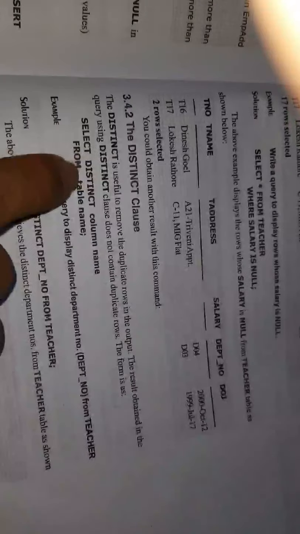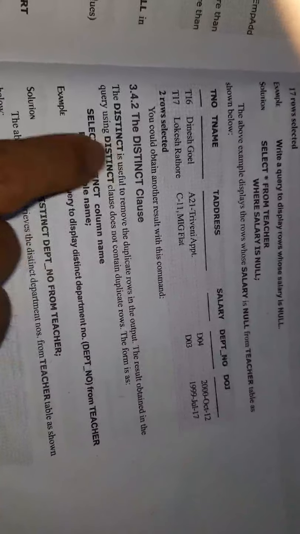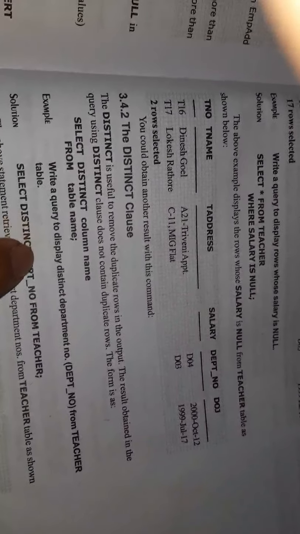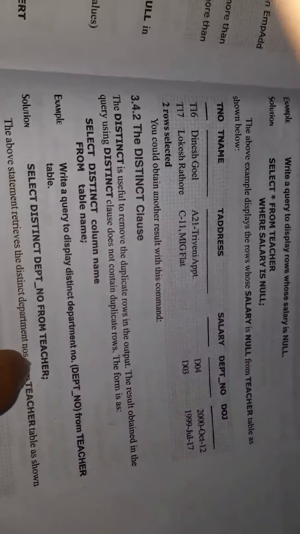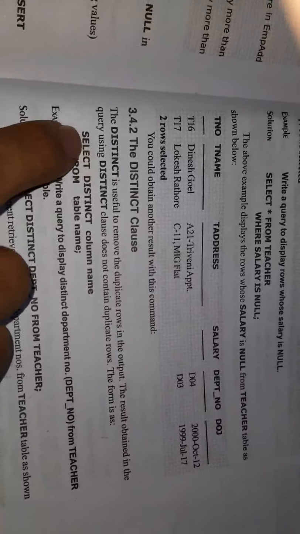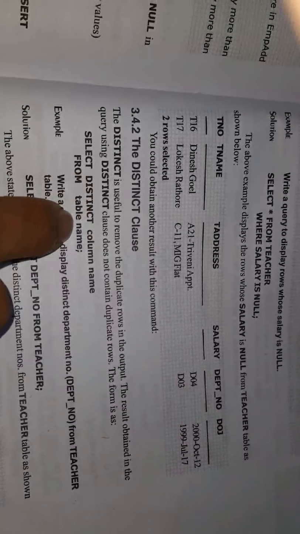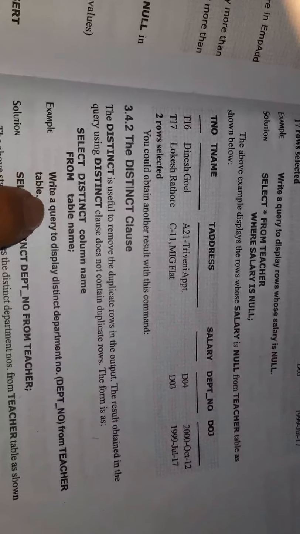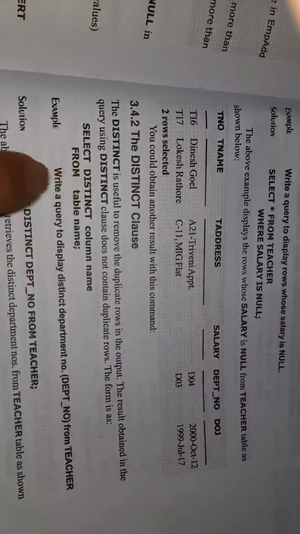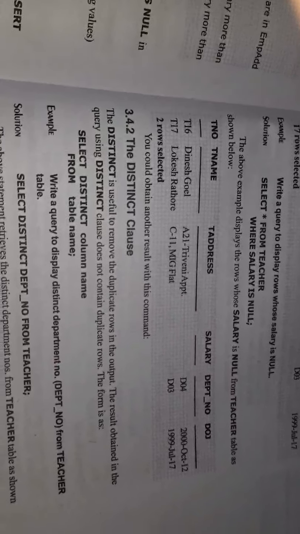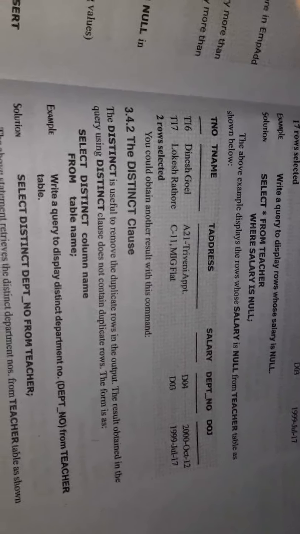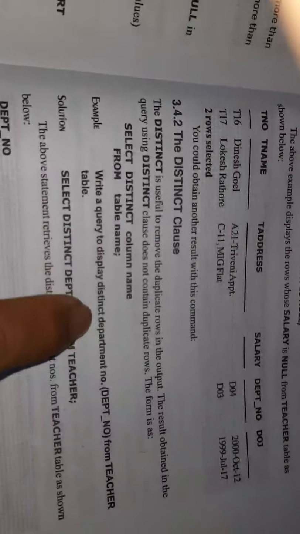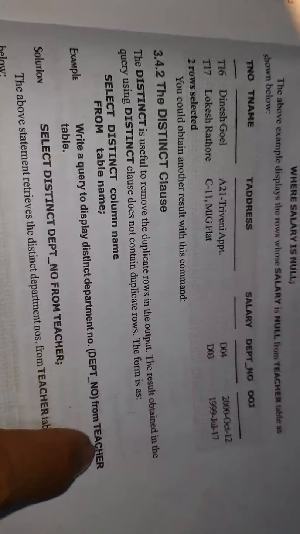Now next you have the distinct clause. The keyword distinct is used to remove the duplicate data from the column. The syntax is select distinct column name from table. From whichever column you are extracting the data, it will remove the duplicate data and then display only a single instance of each. Here: write a query to display distinct department number from the teachers table.